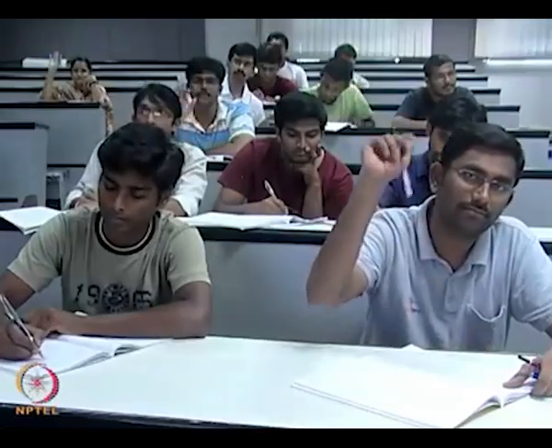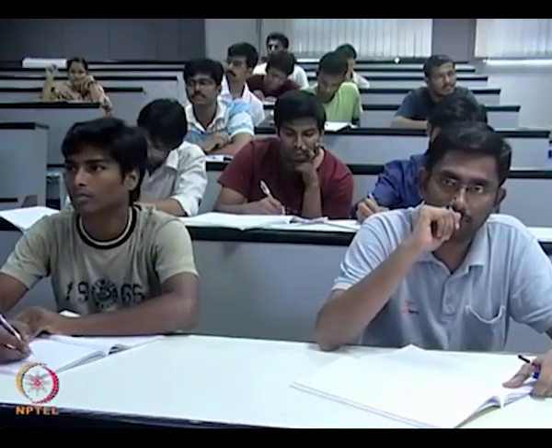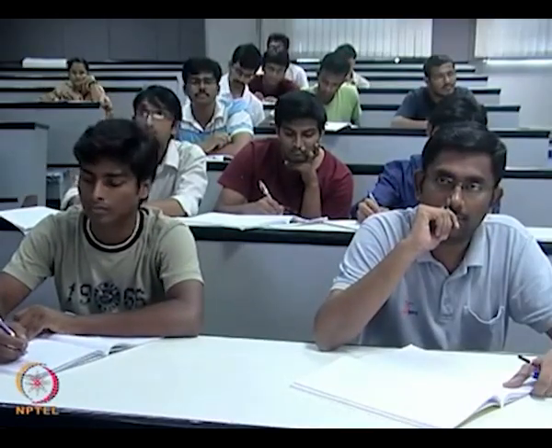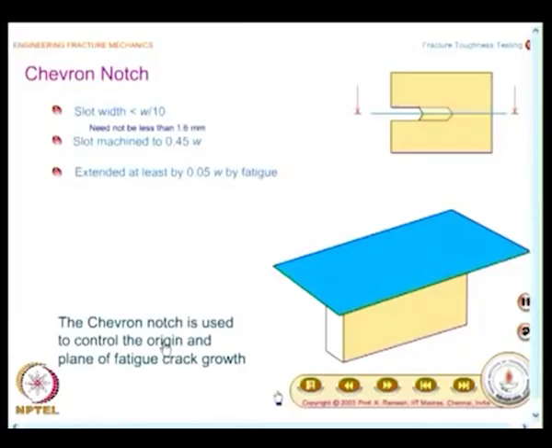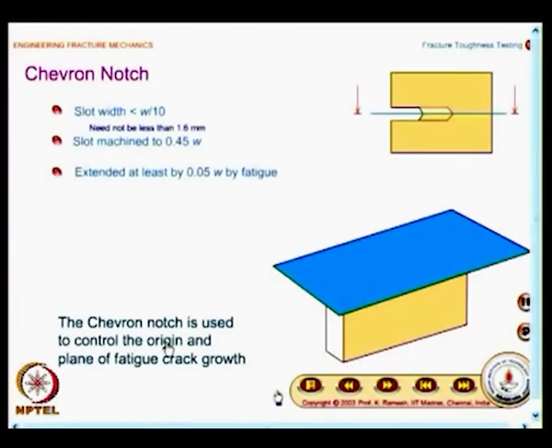Have any one of you come with those results? I think quite a few, you have come with your result, you can raise your hand. And anyone else? Yeah, that is good. If you make an attempt, it is very nice. You have to make an attempt, and let us see how the specimen looks like. The chevron notch is used to control the origin and plane of fatigue crack growth.